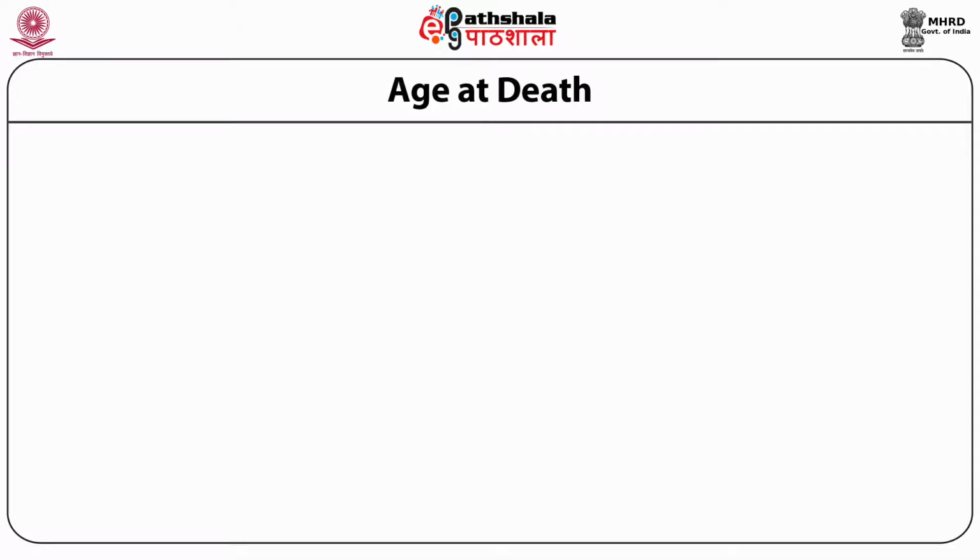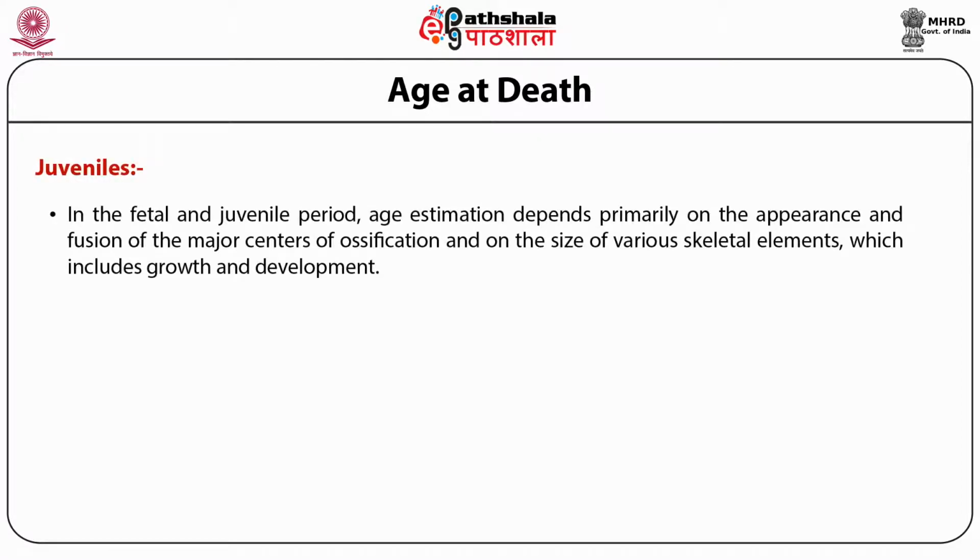First, I'll be taking the age estimation in juveniles. In the fetal and juvenile period, age estimation depends primarily on the appearance and fusion of the major centers of ossification and on the size of various skeletal elements, which includes growth and development. The dental age may be obtained from the time when eruption or mineralization begins, and they are said to be much closer to the chronological age than the skeletal age.